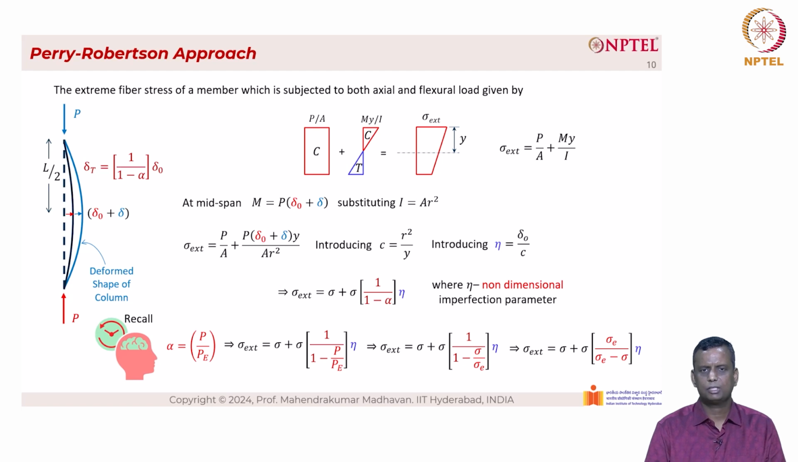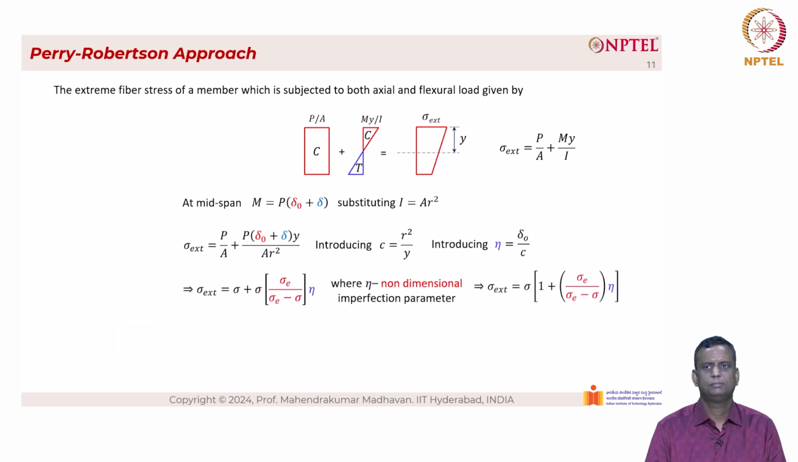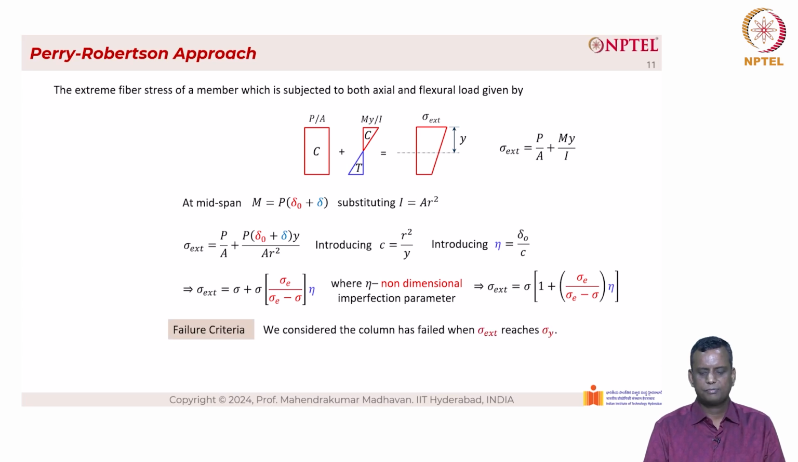The sigma sub E corresponds to the Euler buckling stress. So the sigma extreme fiber is equal to sigma into 1 plus sigma sub E divided by sigma sub E minus sigma into eta. Now let's look at the failure criteria. We consider the column has failed when sigma extreme fiber reaches sigma sub y. So the corresponding stress sigma sub P is given by sigma y is equal to sigma into 1 plus sigma sub E divided by sigma sub E minus sigma into eta.